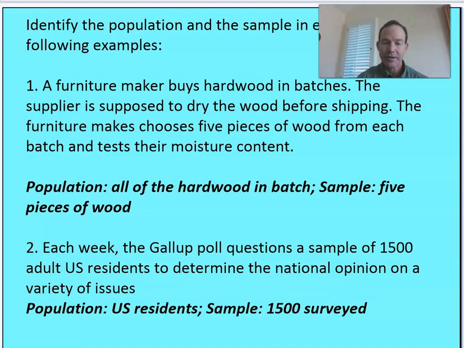Again, the population is all of the people, all the individuals, that we want to understand in some way. And the sample is a fraction or portion of that set of individuals which we're going to survey or poll or find information about, to use to extrapolate about the entire population.